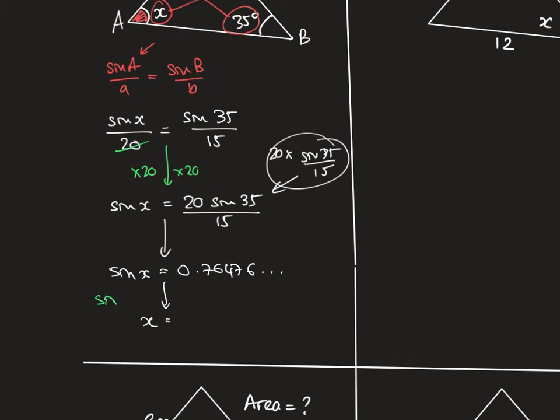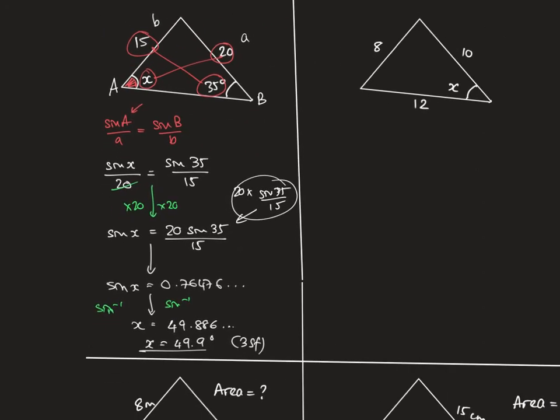Well, what we do is we do sine to the minus 1 of both sides. So I'm going to press shift sine and then put my answer in there. And the answer here that I've got on my calculator is 49.886... So x is equal to 49.9 degrees to 3 significant figures there. So again, I have these opposites. Okay, so I pop them into my sine rule here, which you do need to memorize, and there you got the answer.